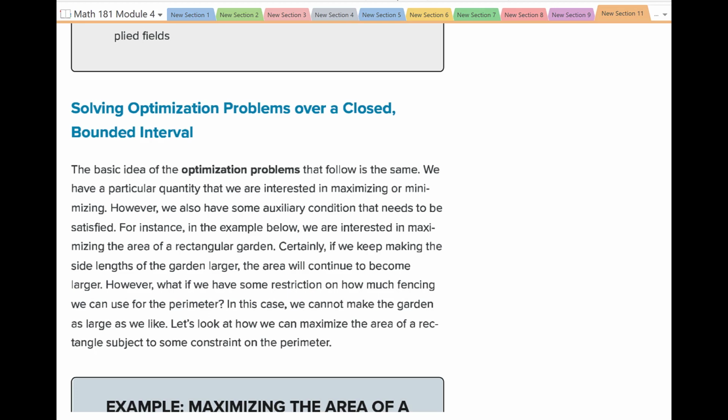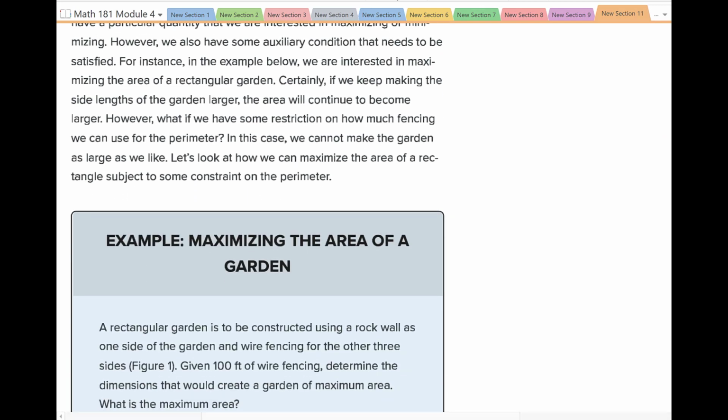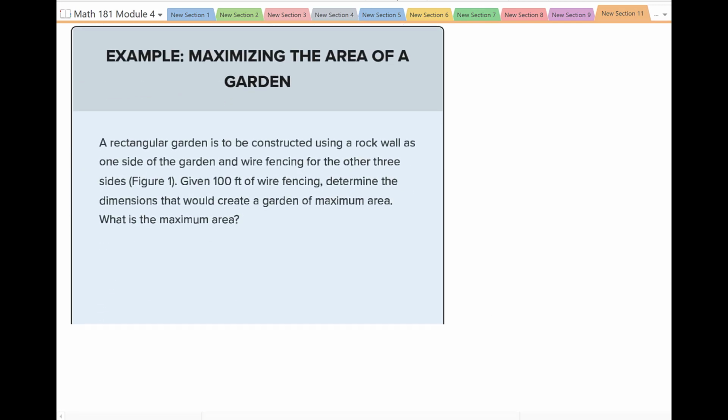Optimization problems are usually trying to find the maximum or the minimum value of a system. Here's an example. A rectangular garden is to be constructed using a rock wall as one side of the garden and wire fencing for the other three sides. And there's a picture down below. Given 100 feet of wire fencing, determine the dimensions that would create the garden of maximum area.